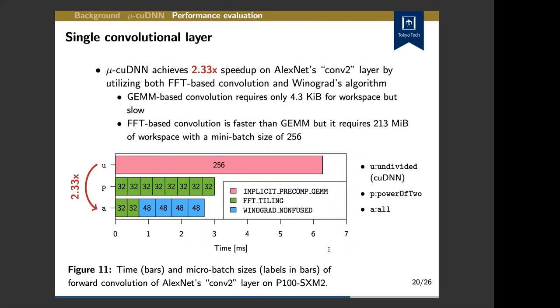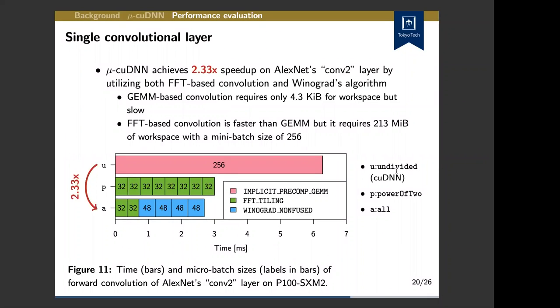First of all, this experiment illustrates how microcuDNN works. This figure shows computation time as bars and microbatch sizes as labels in bars of the second convolutional layer of AlexNet on P100 GPU. Here I use 3 different microbatch splitting policies I explained before: undivided, power of 2, and all. Undivided is equivalent to cuDNN, because this does not divide the minibatch size.